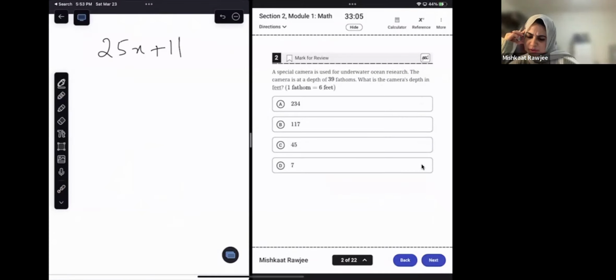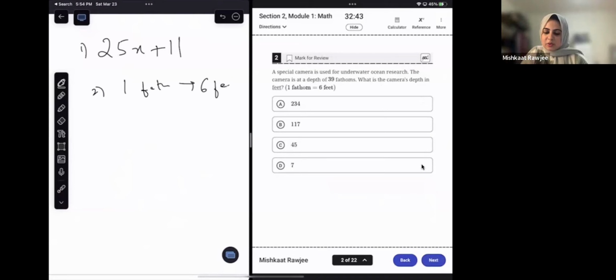A special camera is used for underwater ocean research. The camera is at a depth of 39 fathoms. What is the camera's depth in feet? So we know it in fathoms, and we have to convert it to feet. This is simple. We know that 1 fathom is 6 feet. So what is 39 fathoms? How many feet is that?